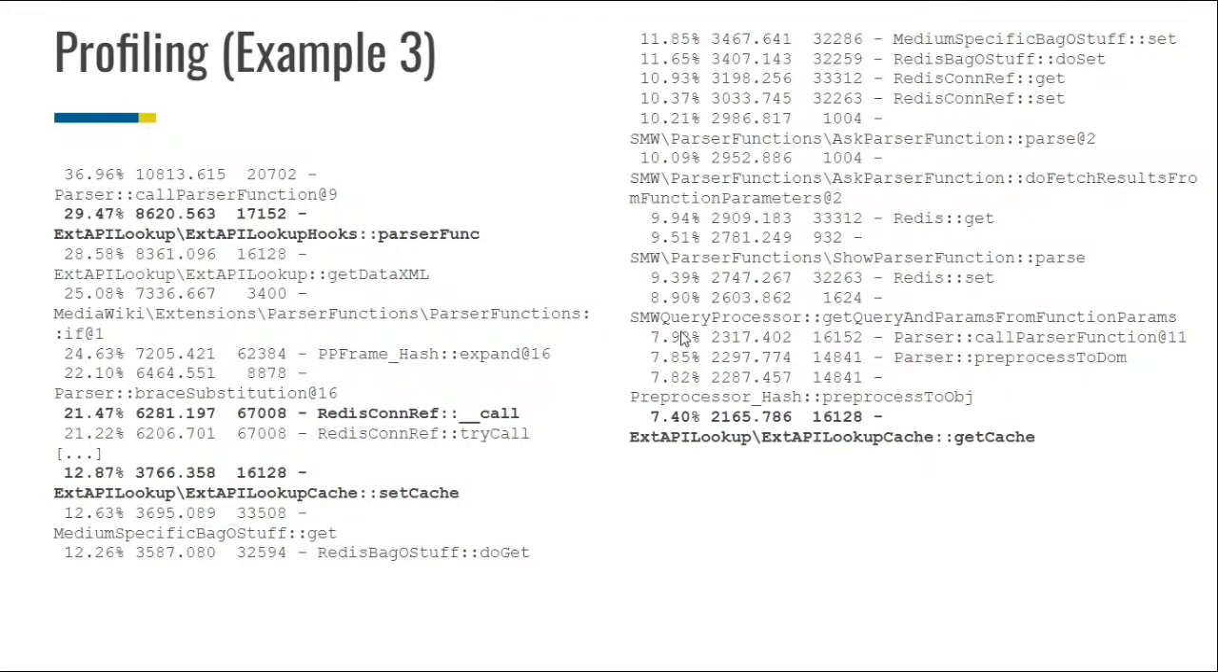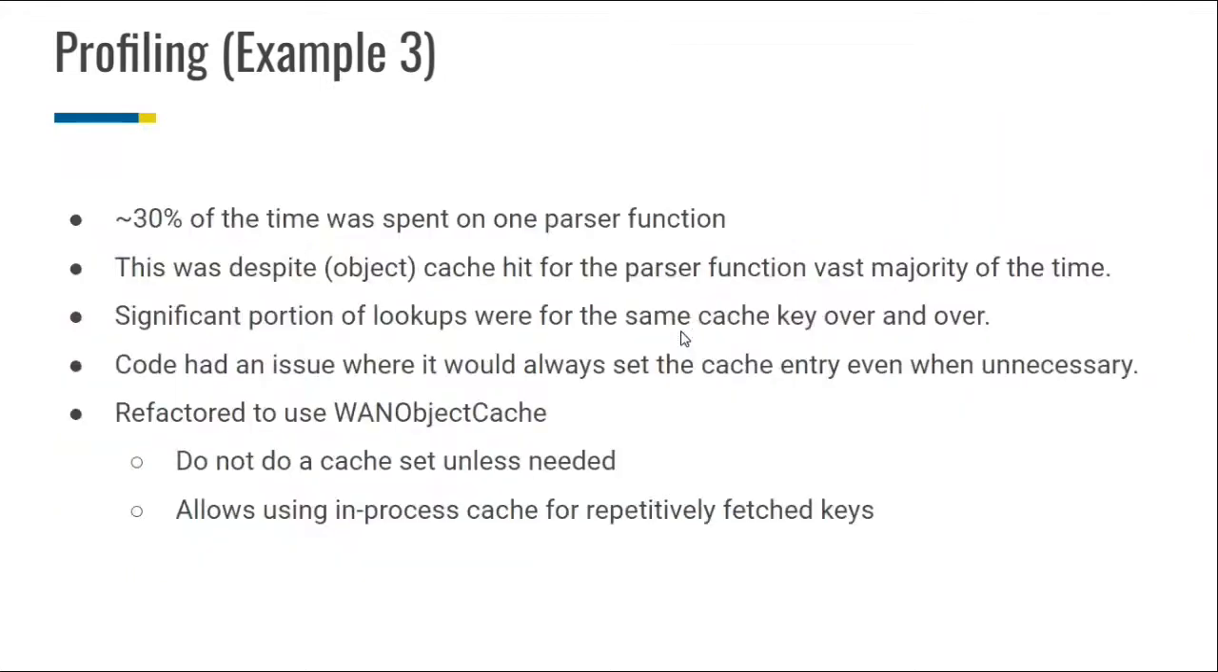Normally you set the cache when you generate a new thing. You don't set the cache when you're getting the thing. So it turned out there were some small logic errors in how the extension was managing cache. We replaced the custom way it was managing cache with, I'm not sure if you're familiar, in MediaWiki there's a class called WAN Object Cache, which does a lot of things for you, very smart and very optimized for doing things right. One of the things it does is if you're fetching something repetitively, it saves it within the process, so you don't have to hit the external cache.